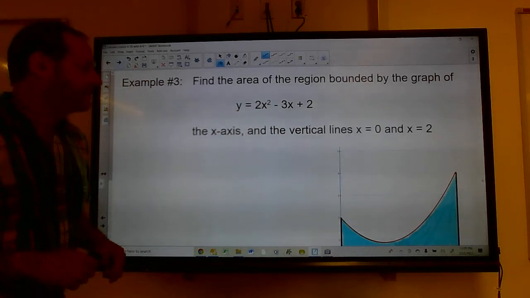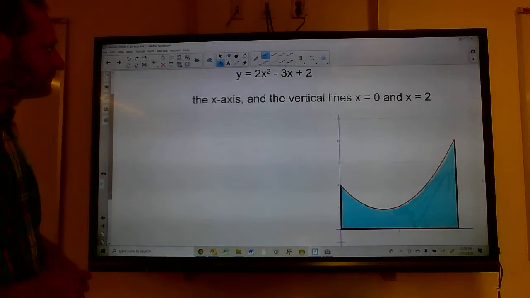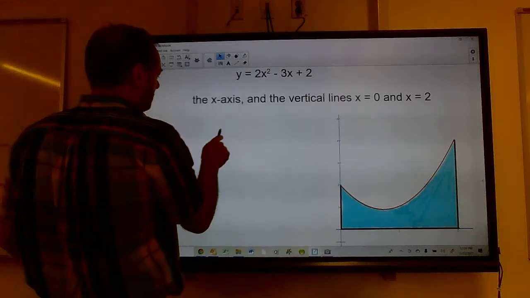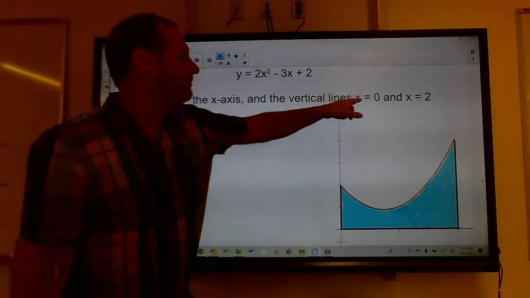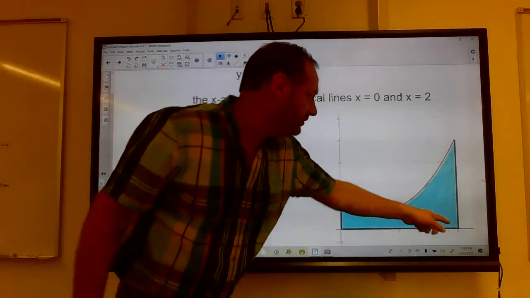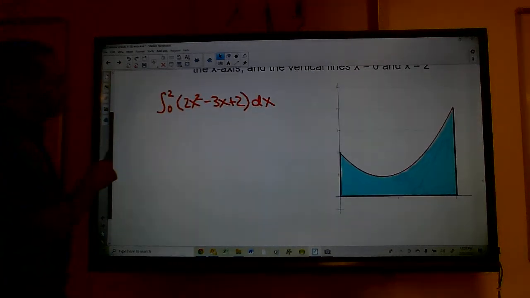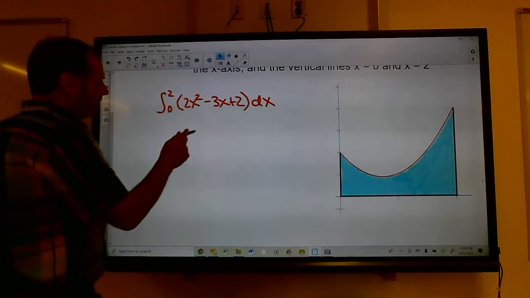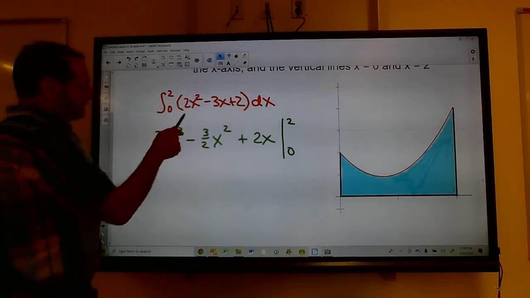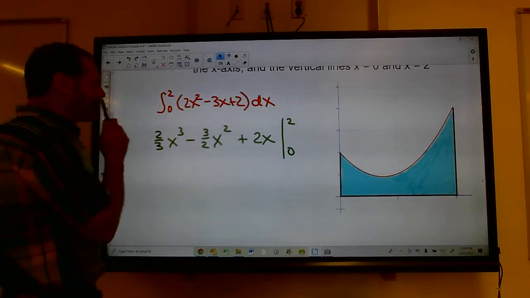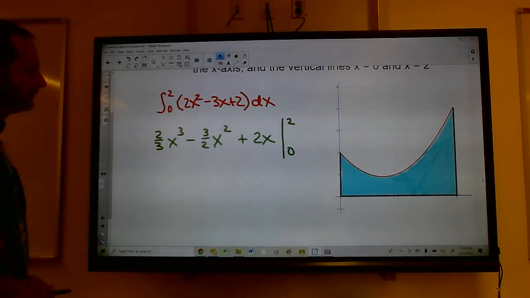Find the area under the region bounded by the graph y equals 2x squared minus 3x plus 2. We're going to find the integral from 0 to 2, because that's my vertical lines. Here's 0, here's 2, of this function. That's easy to integrate. Bump it up to a cube, I need 2/3 out here. Bump it up to a square, I need 3/2. Make that 2x, evaluate it from 0 to 2.